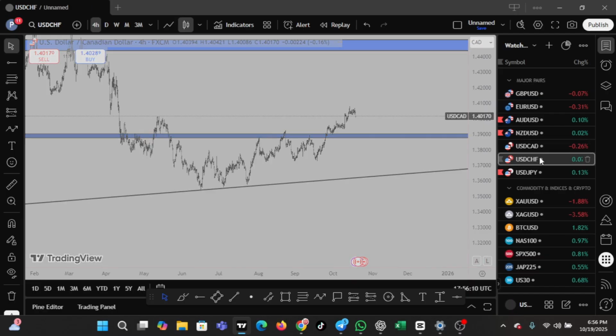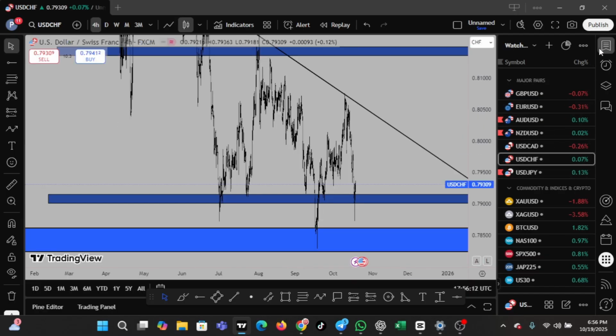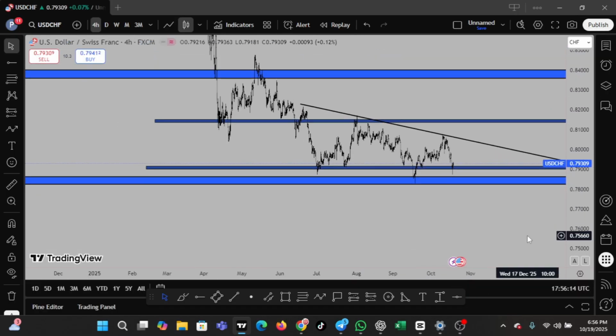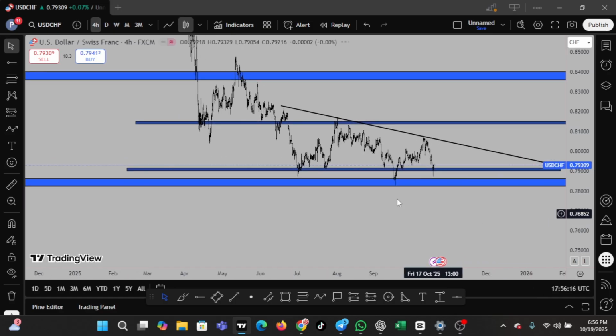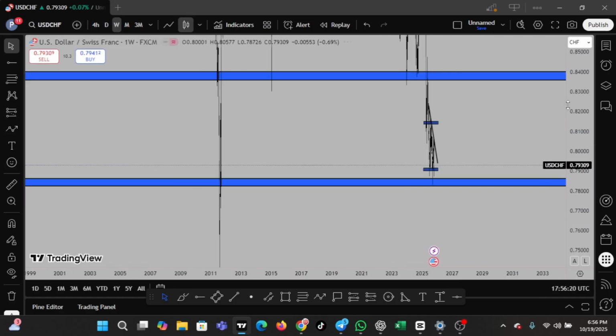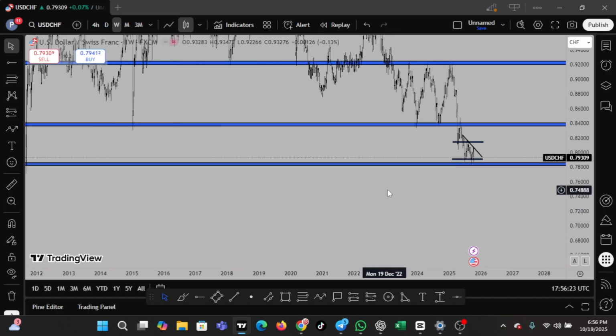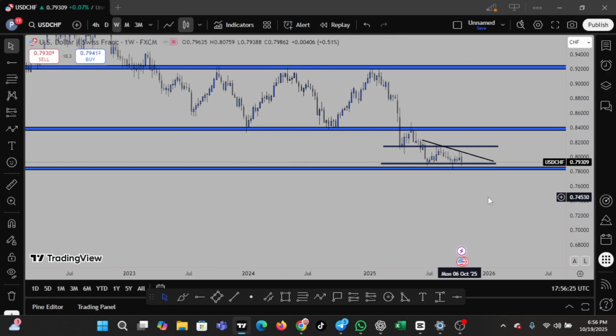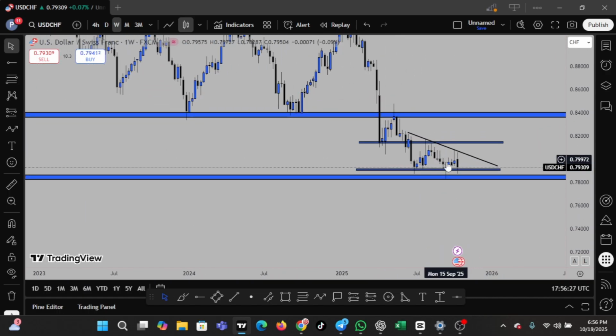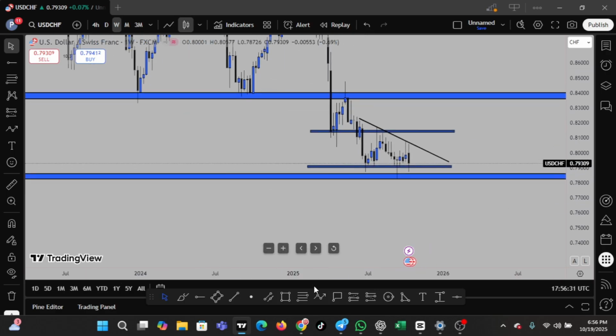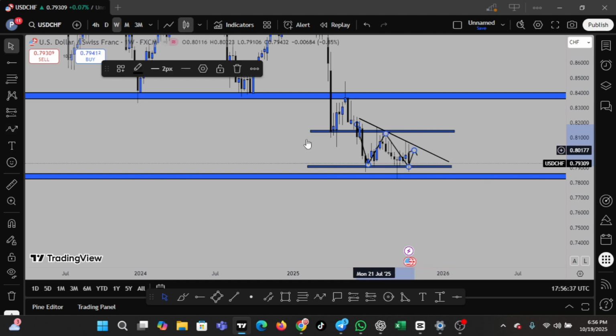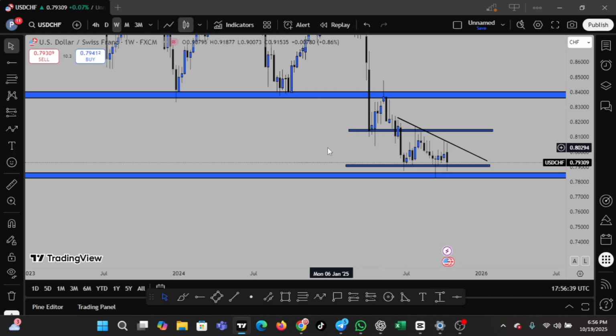Another pair I'm looking at, let me quickly explain this. On USD CHF, I took a buy trade on Thursday or Wednesday, I think, and I hit stop loss on that trade. So the market is not just ready to push, but I'm still seeing a possible double top pattern indicating a reversal in play. But on this, I will have to exercise a lot of patience.